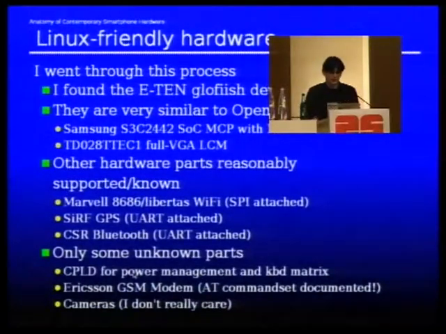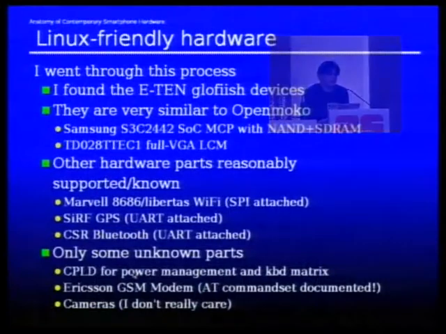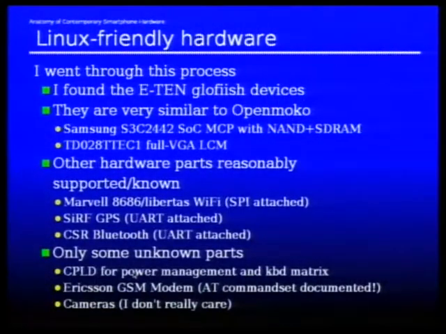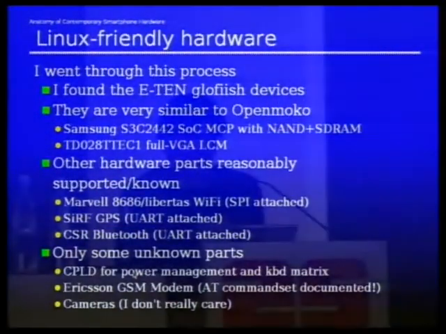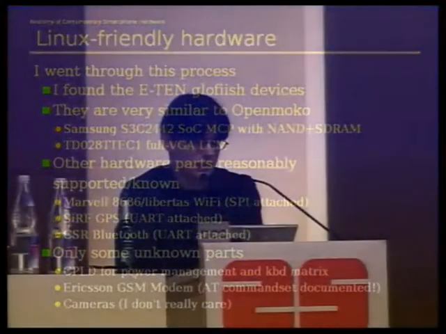So what they use as a Wi-Fi module is a Marvell 8686, which is the same family that is also used in the One Laptop Per Child project. So there's quite a community working with these. A SiRF GPS chipset. SiRF is by far, I would say, the most common GPS chipset vendor. And a Cambridge Silicon Radio Bluetooth chip, which is also fairly standard. There's a CPLD, a programmable hardware device for the power management and keyboard matrix scanning. That one is the only really big unknown component.